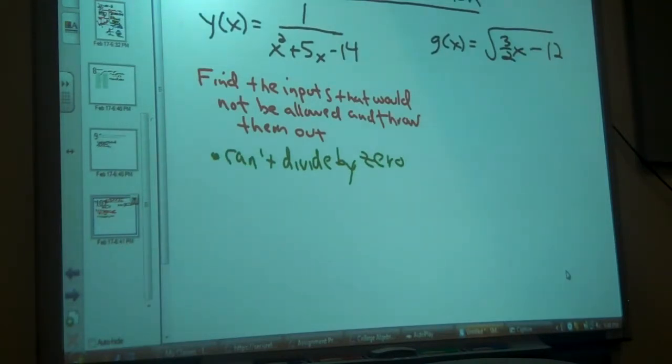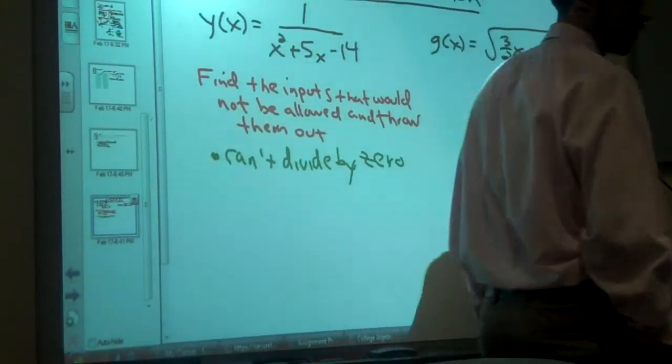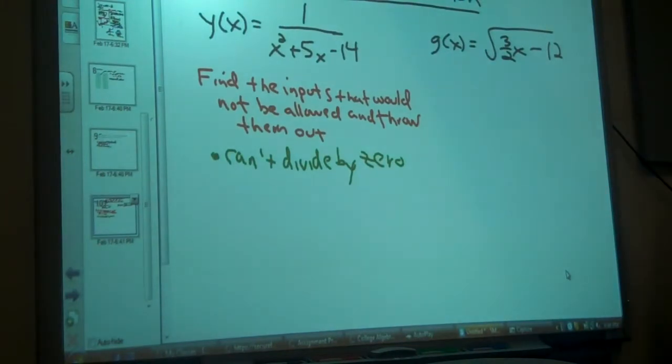I'm doing the first one right now. There are two numbers that make that denominator 0. This was on the test. I got a quadratic and I set it equal to 0. Solve for x. But I made it nice. I made it factorable.